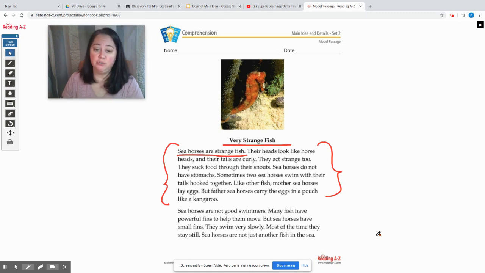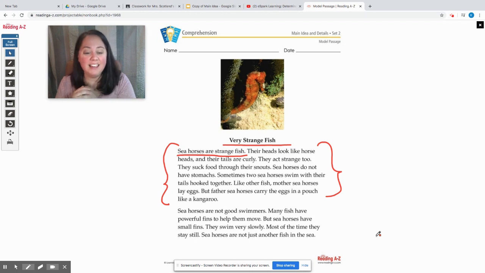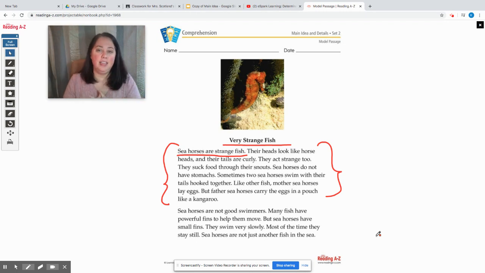Seahorses are strange fish. Their heads look like horse heads, and their tails are curly. They act strange too. They suck food through their snouts. Seahorses do not have stomachs. Sometimes two seahorses swim with their tails hooked together. Like other fish, mother seahorses lay eggs, but father seahorses carry the eggs in a pouch like a kangaroo.